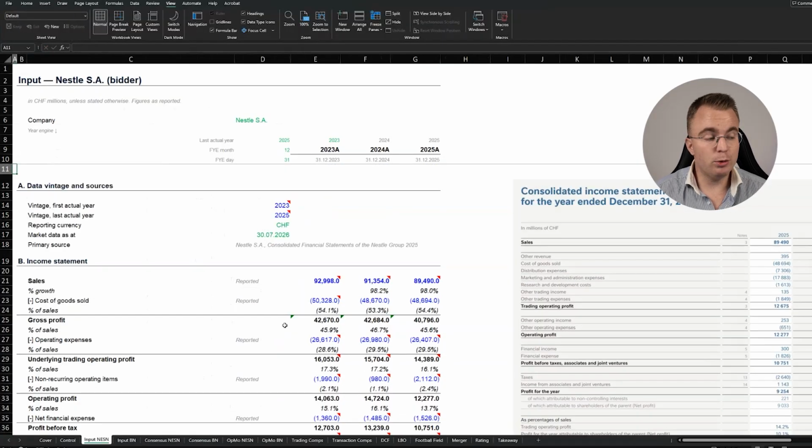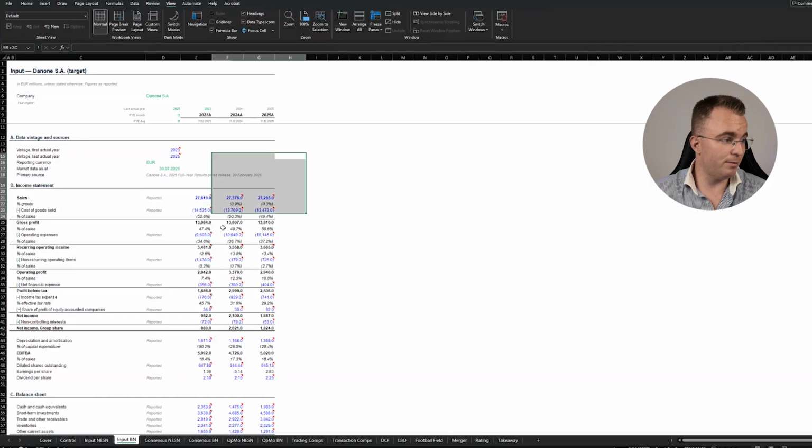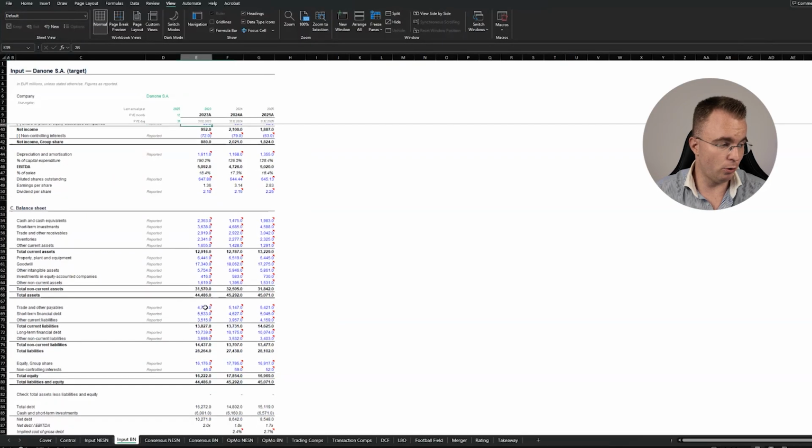And like this, we have the input for one company and we can do the exact same thing for the target, which is Danone in this case, making sure it's in the exact same structure, especially on a line item by line item basis, because otherwise you cannot accurately combine the statements later, let alone forecast each of them and then come up with a sensible analysis.